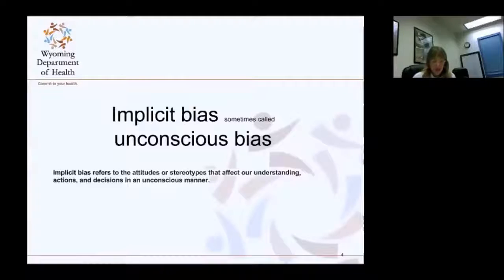Implicit bias refers to unconscious stereotypes toward a group of people that affect our understanding, actions, and decisions. Implicit biases can be positive or negative, and they affect us without our awareness or control. A person can unknowingly prefer one racial group over another without being a vocally and consciously racist individual.